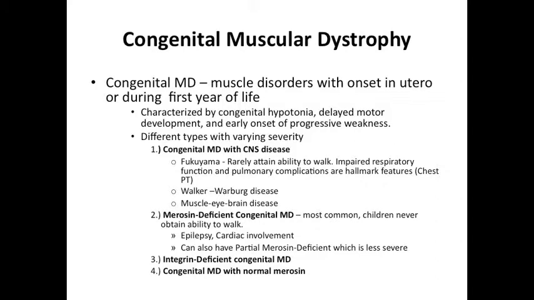I'm probably going to murder the names of those because they're kind of hard to pronounce, so you can read them. But typically, merosin deficient congenital MD is the most common, and you typically see those children never walk. Epilepsy and cardiac involvement are pretty common. With merosin deficient congenital MD, you can also have partial merosin deficiency, which is typically less severe because there's not as much involvement.